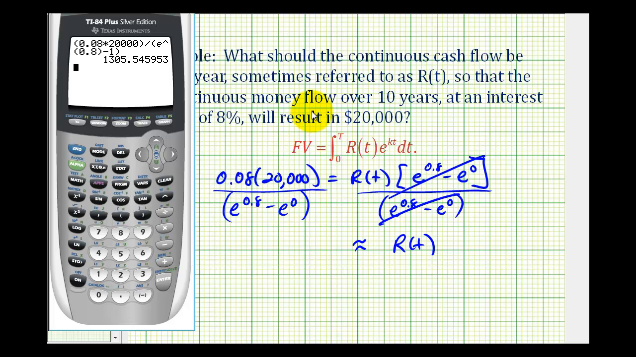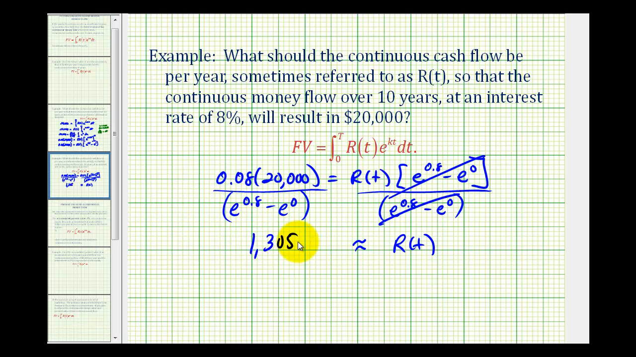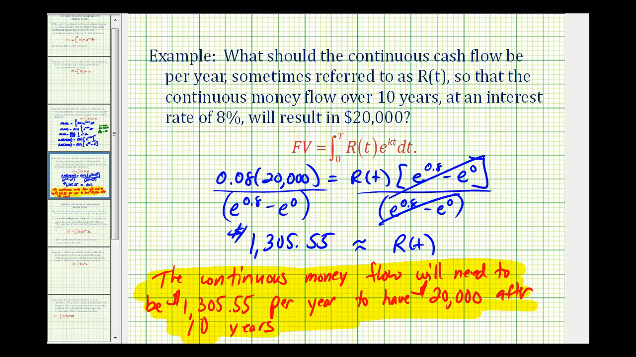So the continuous cash flow per year will need to be $1,305.55 in order to have the $20,000 after 10 years. So if you're interested in saving your money for a big purchase of, let's say, $20,000, this is a much more realistic question to ask, because most people save money continuously over time rather than make one large deposit into an account and leave it alone for several years.